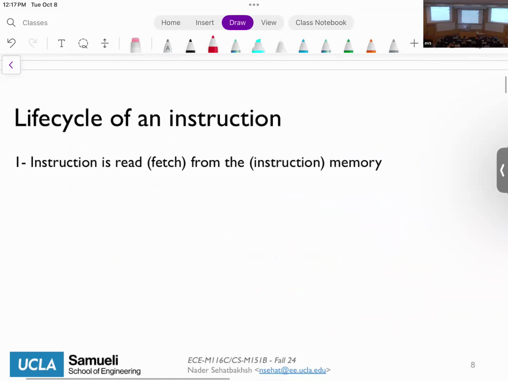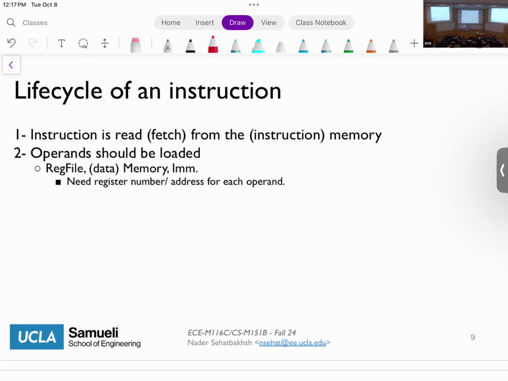Okay? To understand that, we need to understand the life cycle of an instruction. What happens for an instruction? What does executing an instruction mean? Okay? It's multiple steps involved. The very first step for executing any instruction is what we call fetching the instruction. So remember that I told you that instructions are stored in the instruction memory. So the CPU needs to go to the memory and bring that instruction into the CPU. We call this process fetching. Okay?